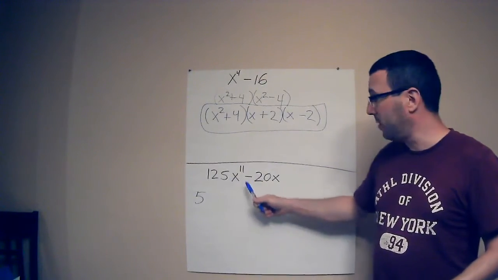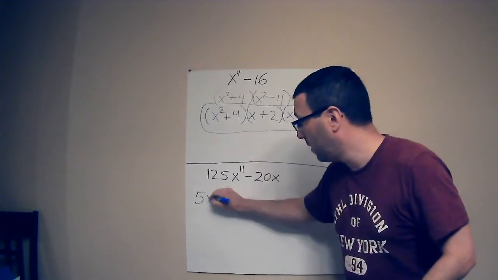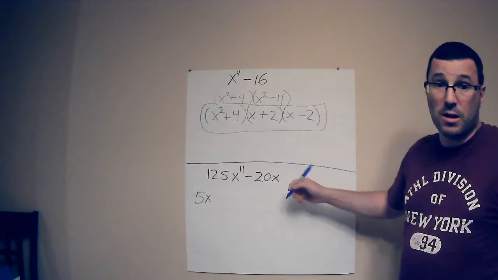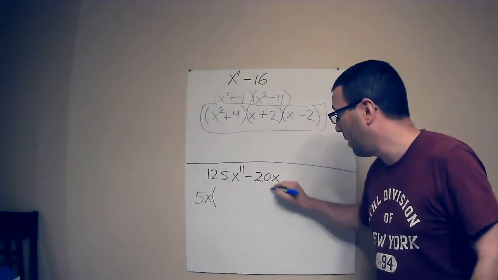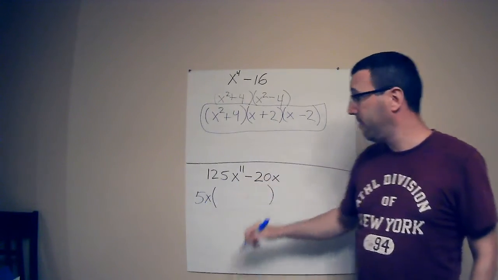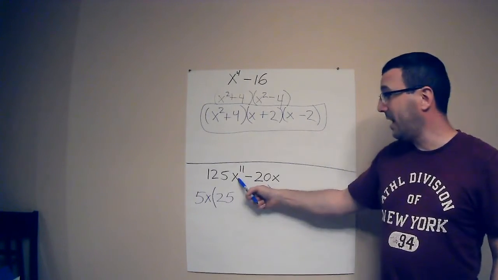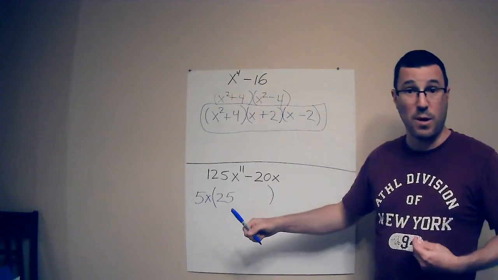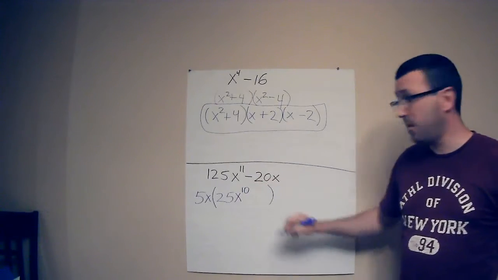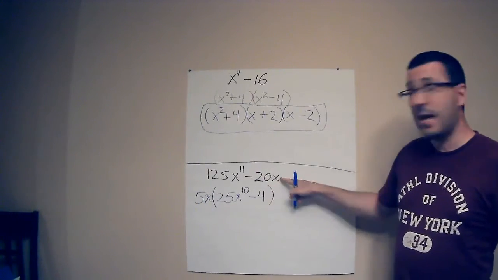And then I look at my variables. I got x to the 11th and I got x. So both terms have an x, and this has the smallest exponent because it's 1, so I don't have to do anything. So I set up my parentheses. 125 divided by 5 is 25. X to the 11th divided by x, I'm really just taking away 1 from my exponent. So I have x to the 10th minus 20 divided by 5 is 4, and that x goes bye-bye.